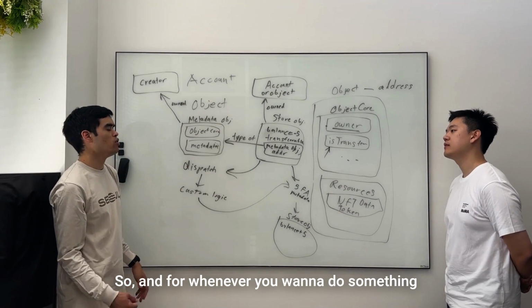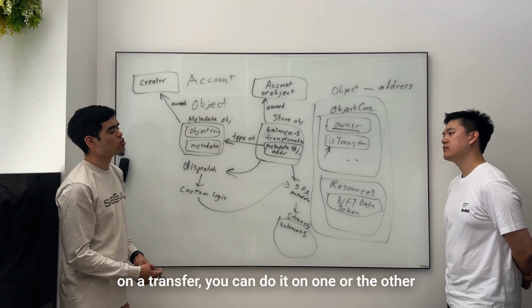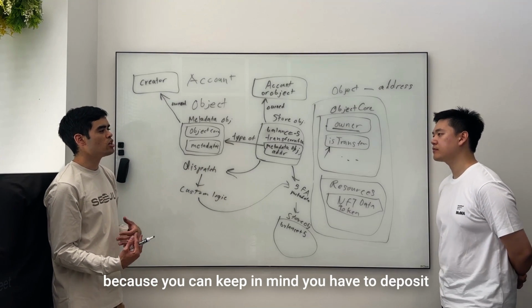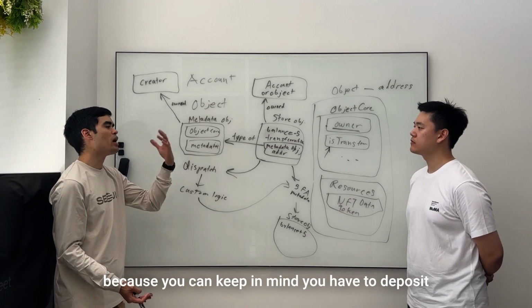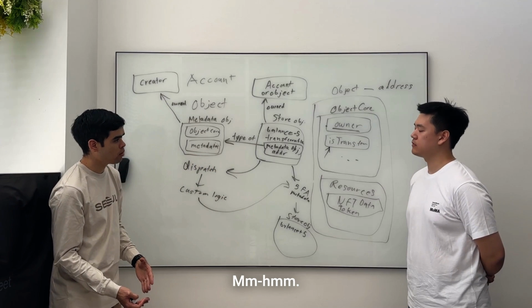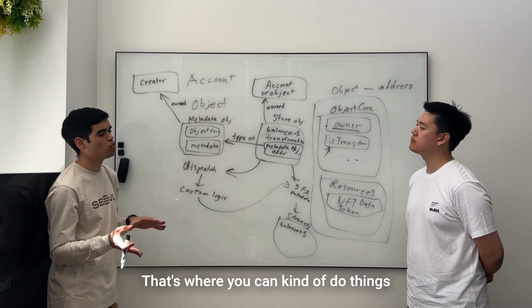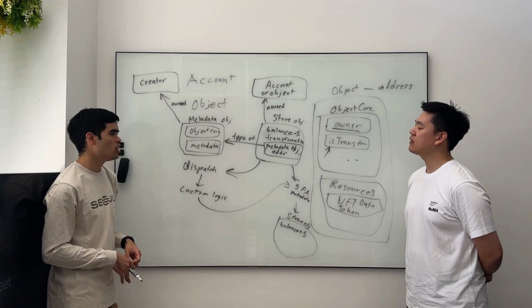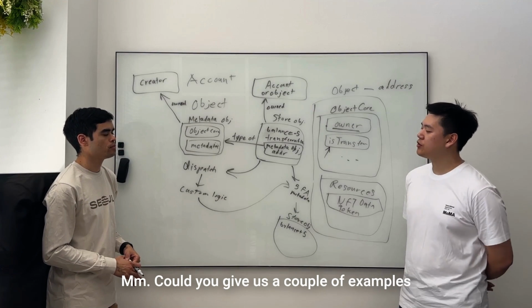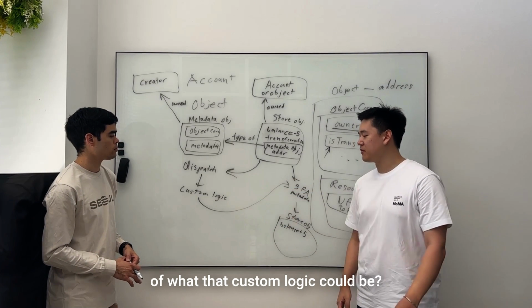So, whenever you want to do something on a transfer, you can do it on one or the other, because you have to deposit somewhere, you have to withdraw it somewhere. Yes. So that's where you can kind of do things on a transfer, you do it on one or the other. Depends on your use case. Could you give us a couple of examples of what that custom logic could be?